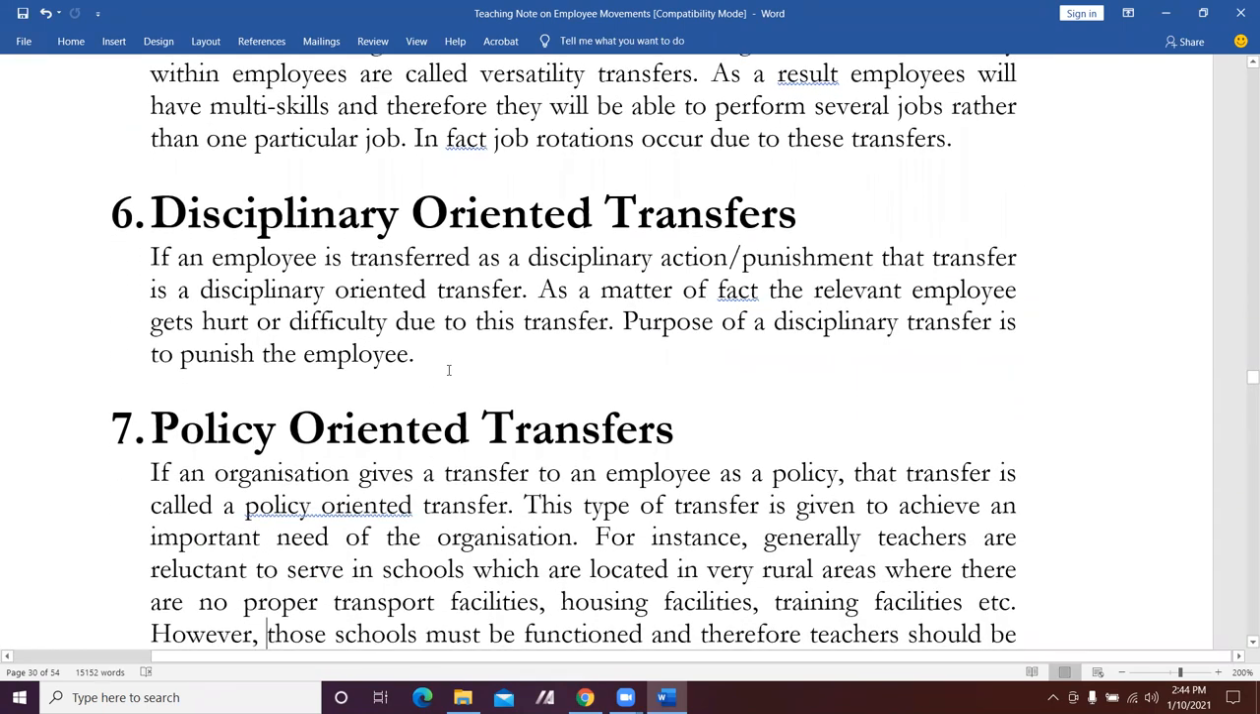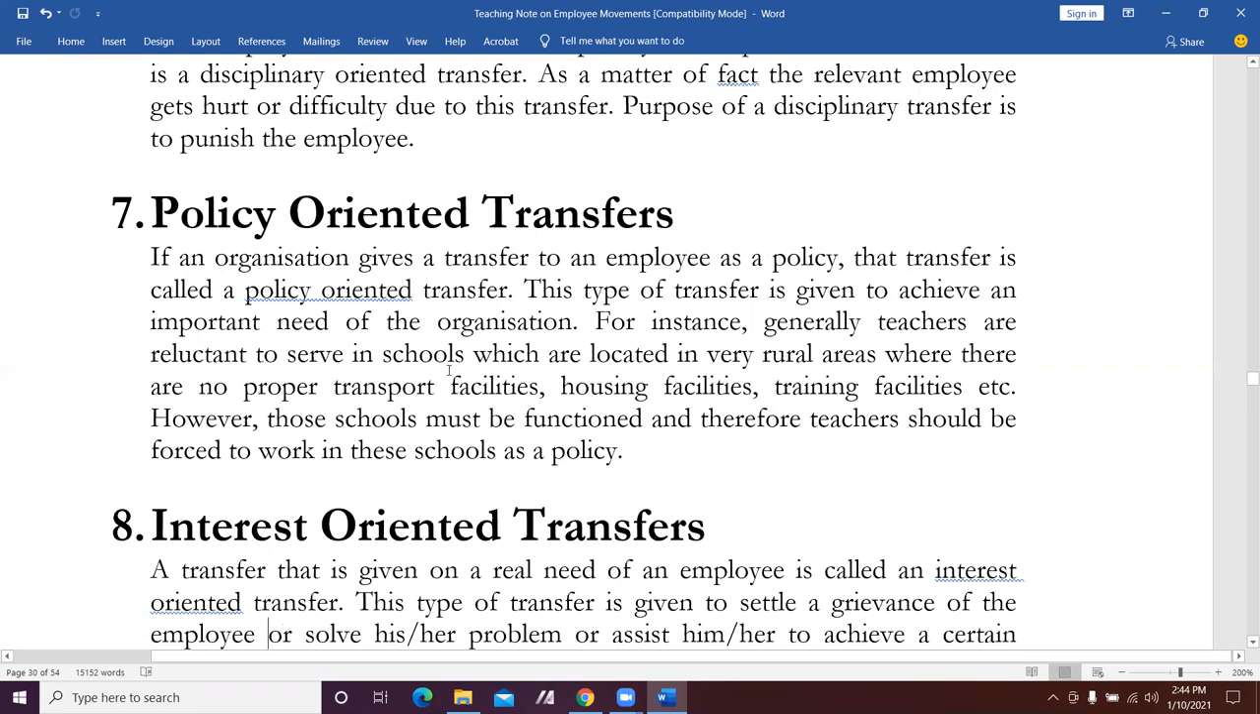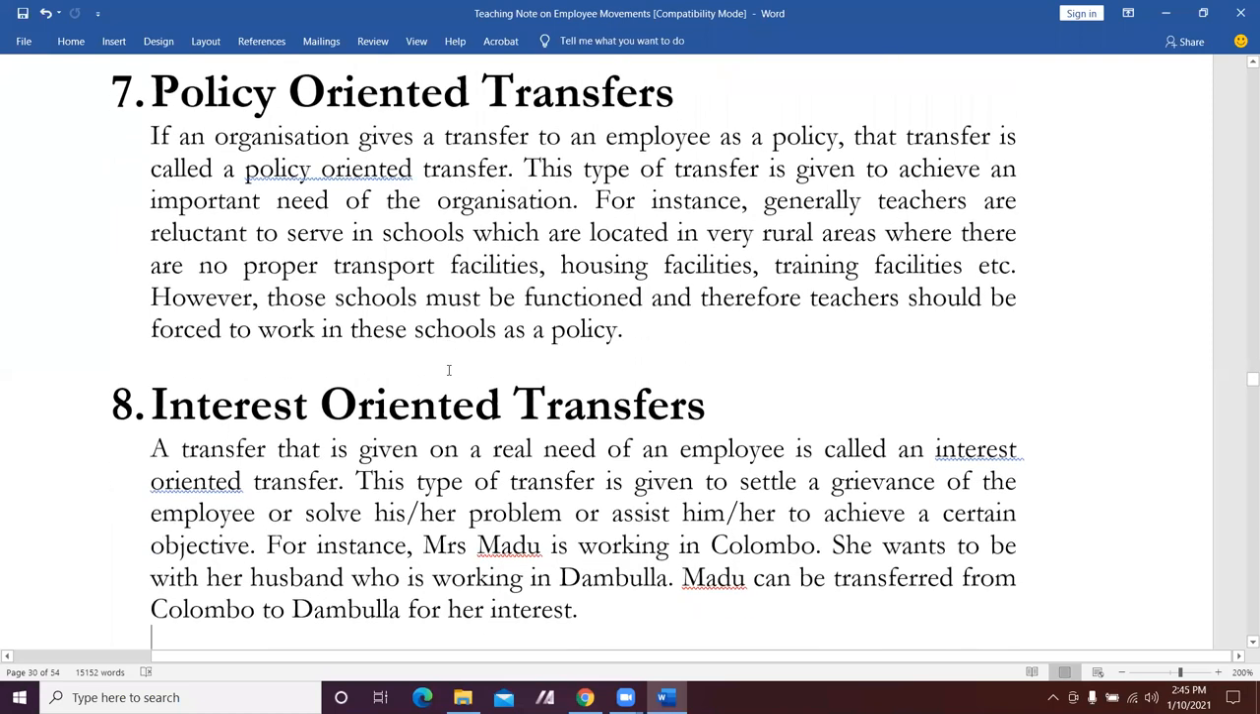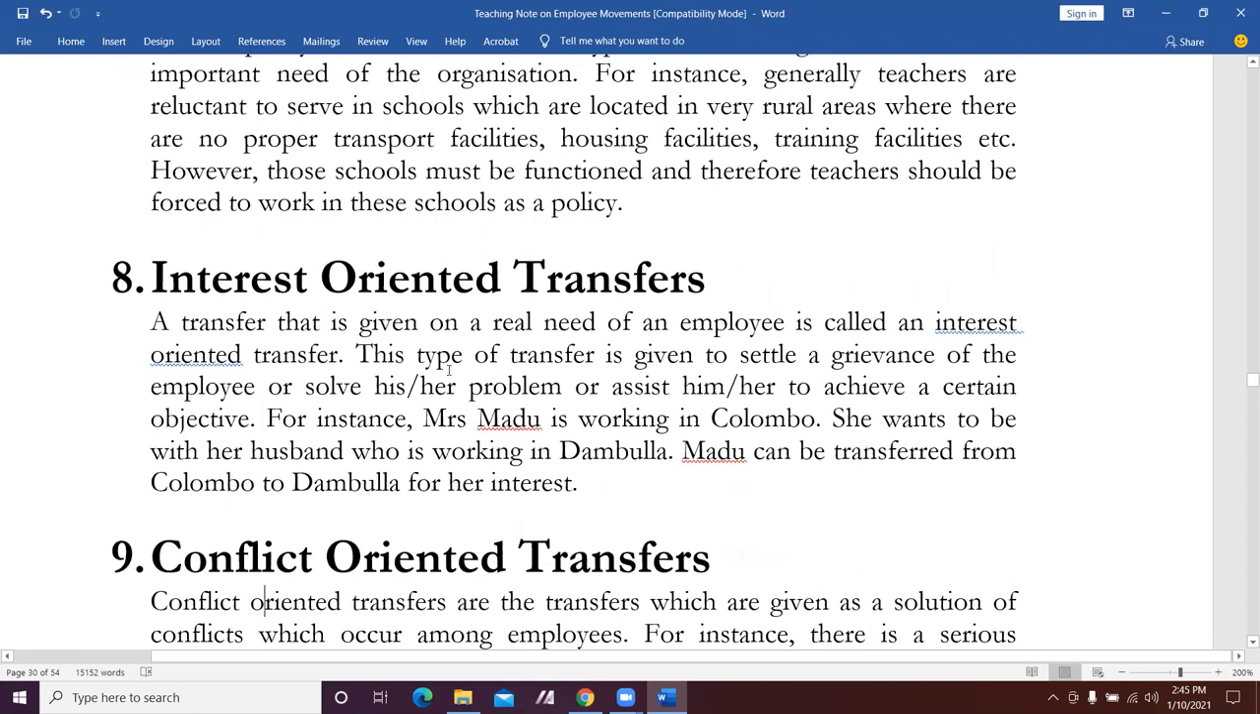Okay, discipline oriented transfers, policy oriented. As a policy, in the Sri Lanka Army, or even when I was appointed to the Sri Lanka Administrative Service, in my letter of appointment there was a condition. For the first 3 years, I had to serve in a rural area. Then after that, I would become eligible to ask for a transfer. But giving a transfer is not guaranteed, even after serving for 3 years. But I would become eligible to get a transfer from the place where I am working to the place in which I am interested.